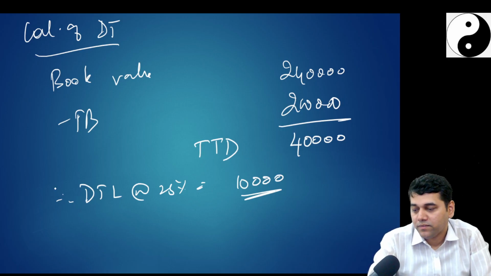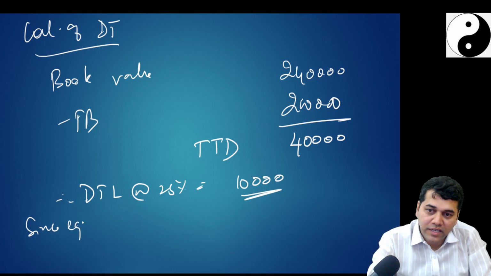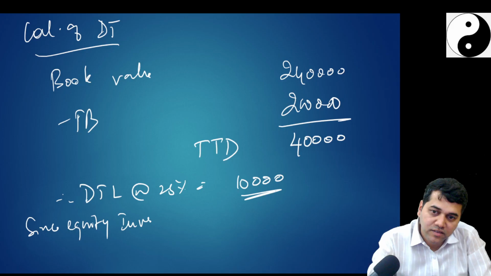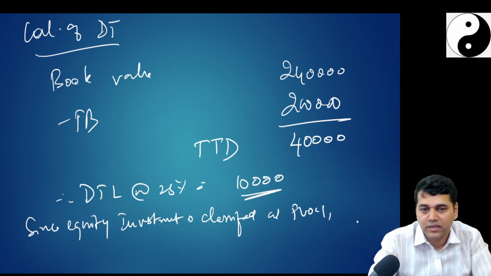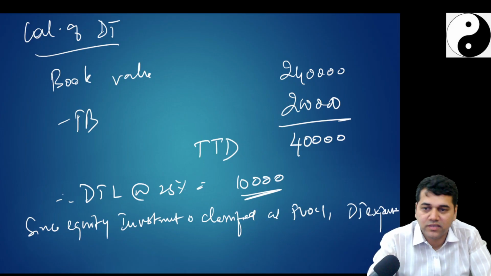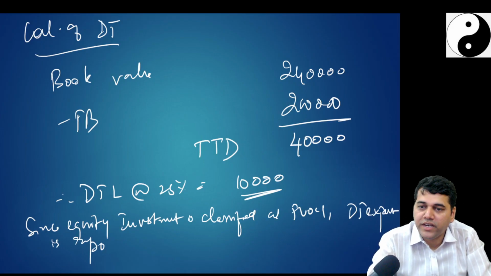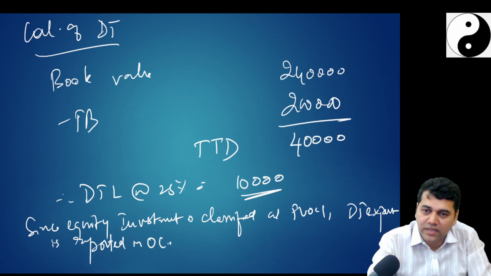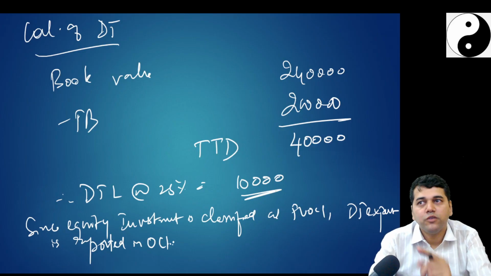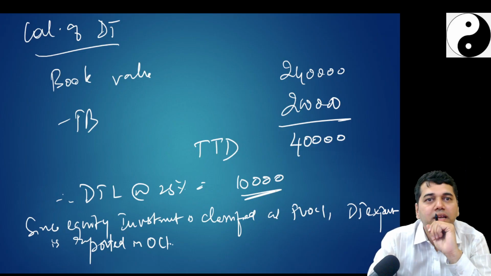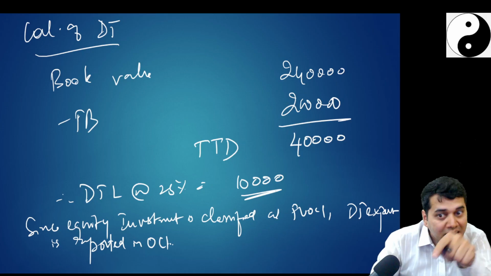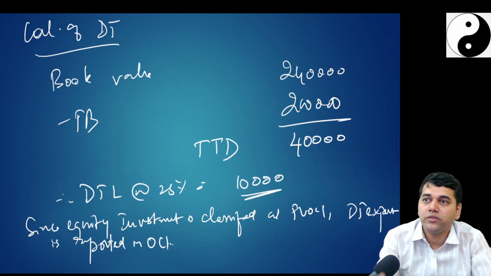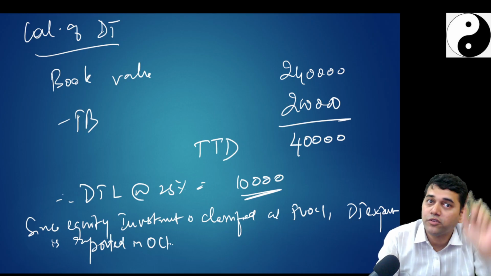Since the equity investment is classified as FVOCI, the DT expense is reported in OCI. This will go to OCI now. It will not come to P&L. So when you show profit before tax less tax expense, this item will not sit in that. Why? Because this is not coming from any P&L item. It is coming because of the OCI item.